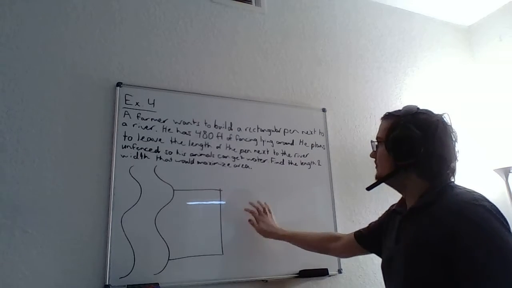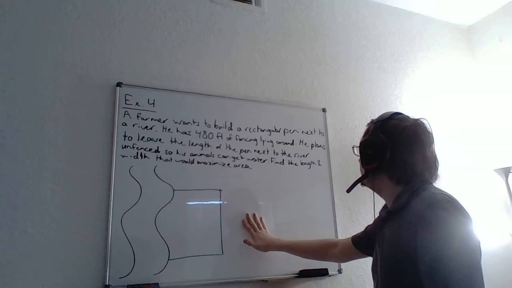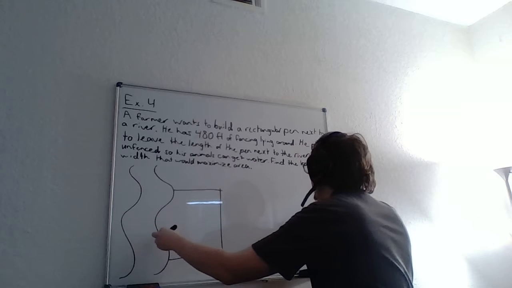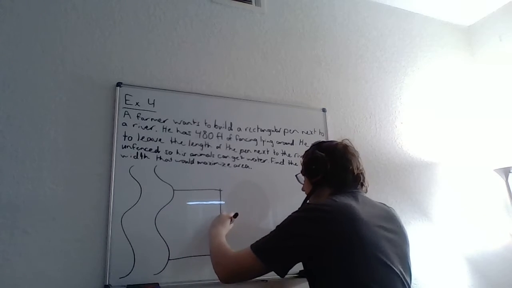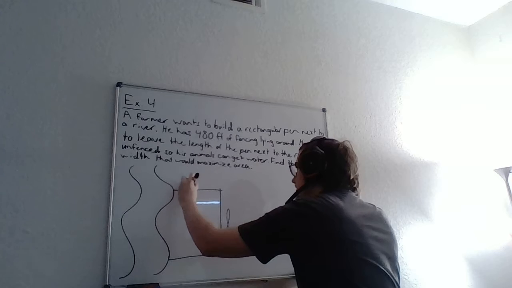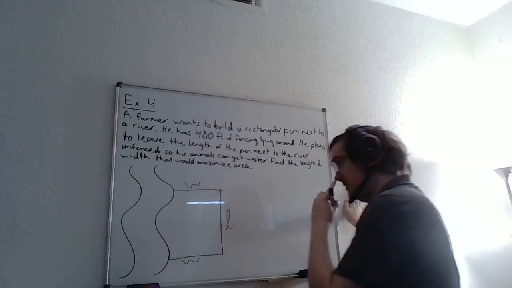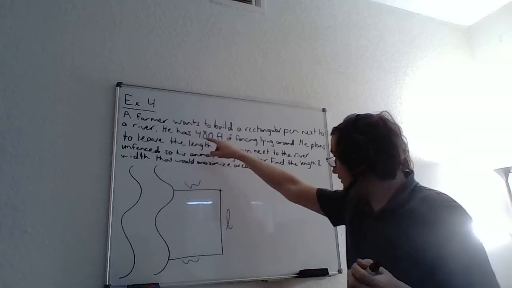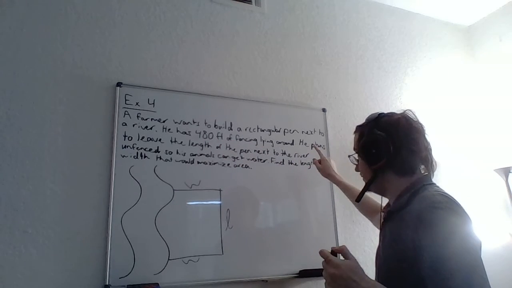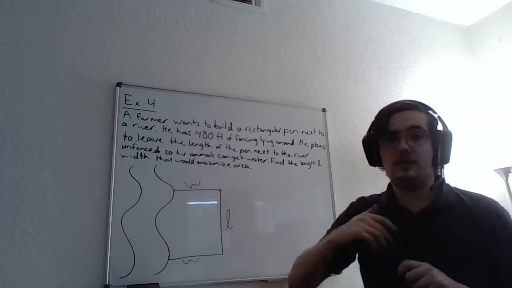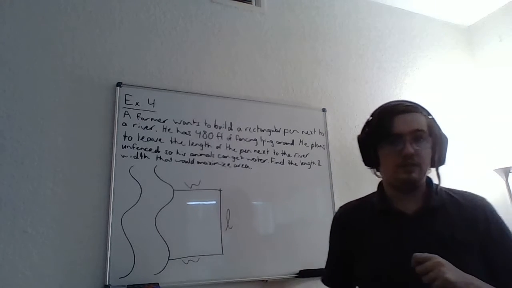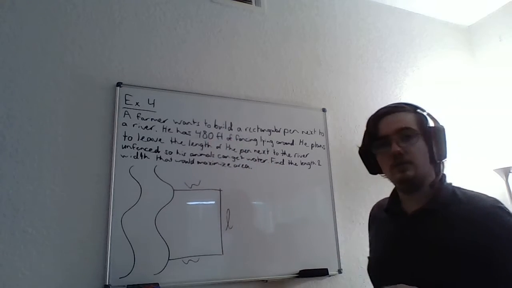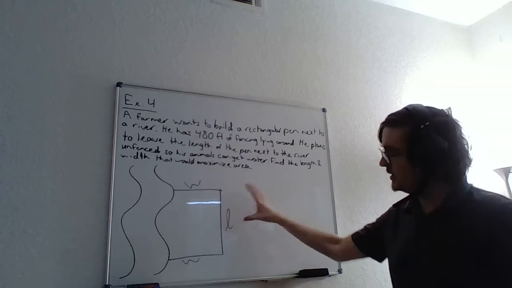Okay, so now he wants to leave the length of the pen next to the river unfenced. So this here is going to be the length, and then this is the width of our pen. And we have 480 feet of fencing. This is going to get into the next part where we're looking for relevant equations. So this right here is going to tell us one of our relevant equations if you take a look at the picture.